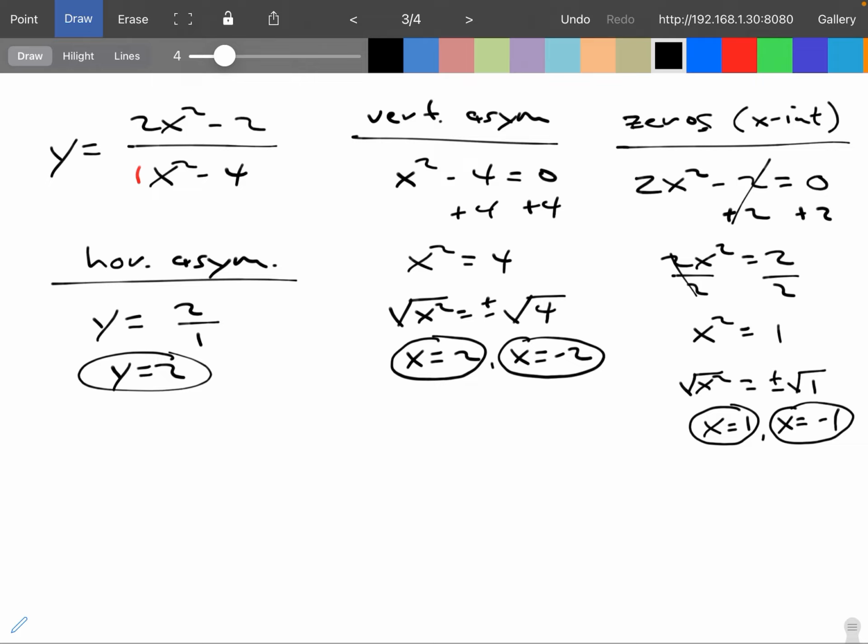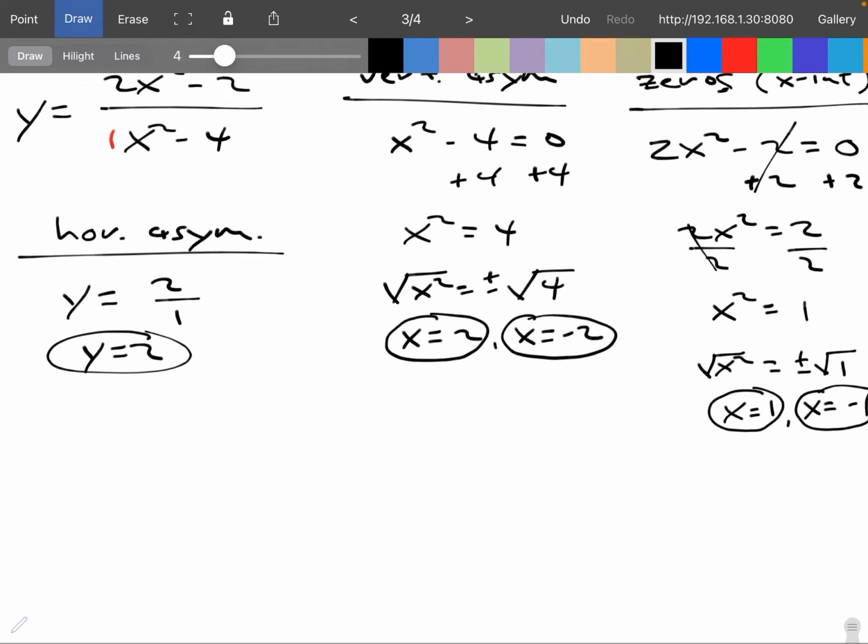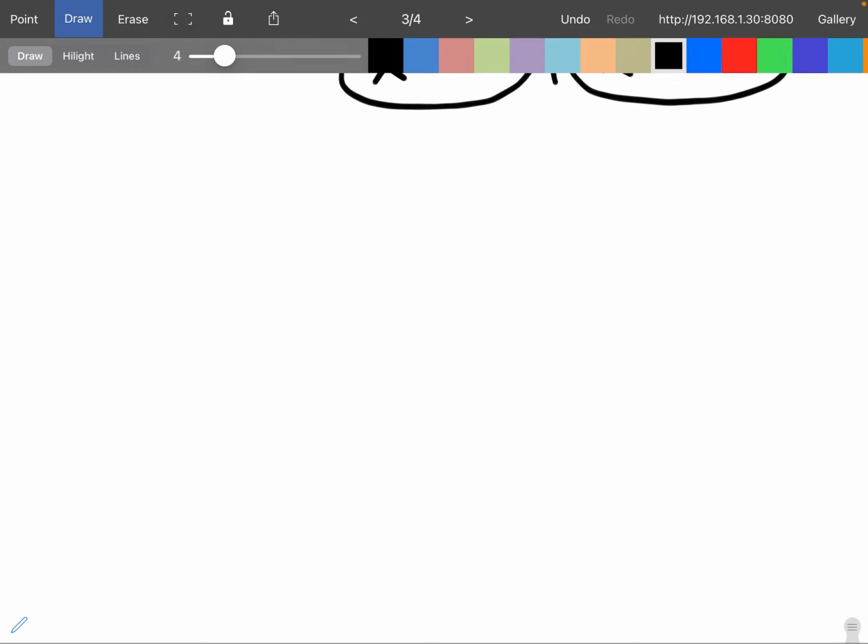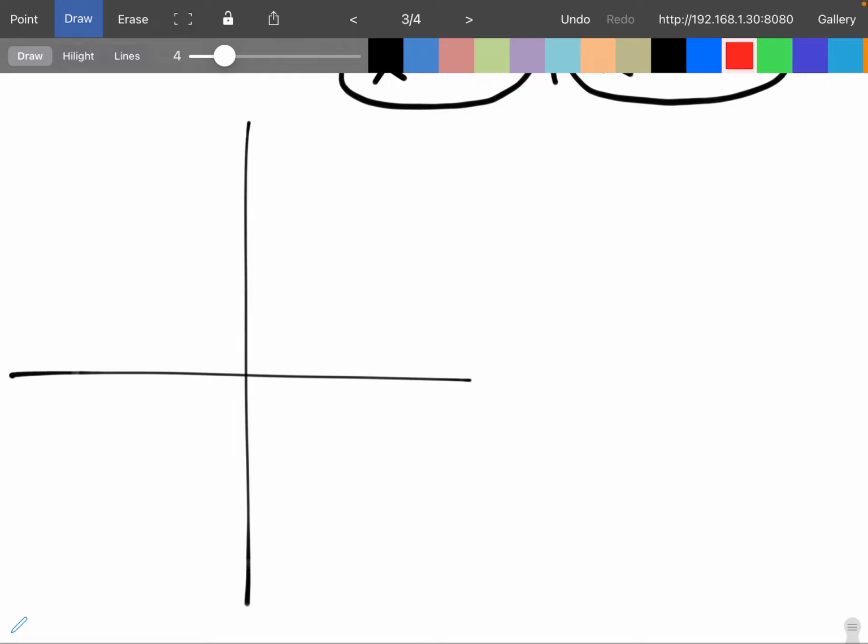All right, so now we got to put these all on a grid here. So what do we got? We got a horizontal asymptote at y equals 2. We got vertical asymptotes at x equals 2 and negative 2. And we got x-intercepts at 1 and negative 1. So let's try to draw this thing. So here we go. I need a y-axis and an x-axis. That looks pretty good. And then now I got to remember all that stuff. At y equals 2, I had a horizontal asymptote, right?